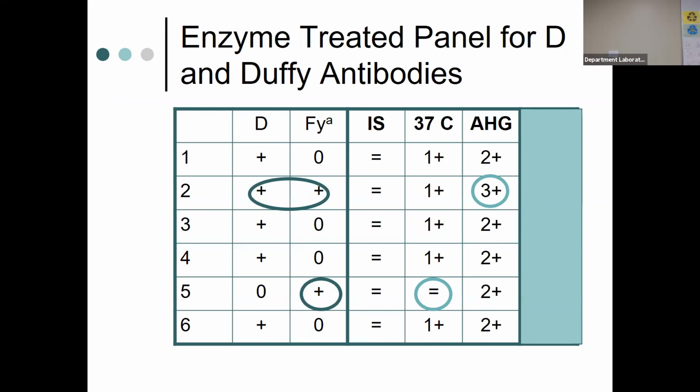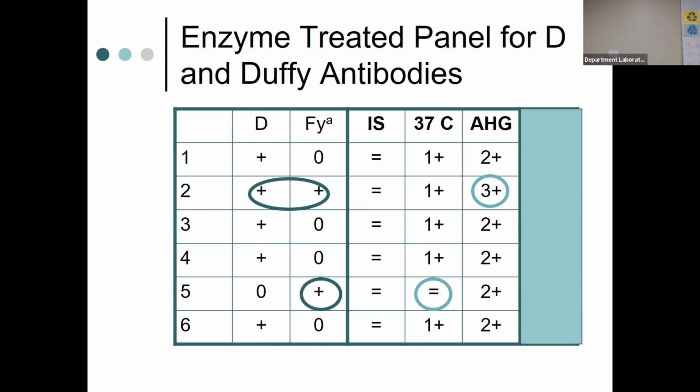Look at 37. On every panel cell that we ran, all except one, we have reactions at 37 degrees. Notice that the reactions get stronger at AHG. That is very common with RH antibodies. They tend to react at 37 and then they get stronger at AHG. All right. And then we also have this one cell that even gives us a 3+ reaction.